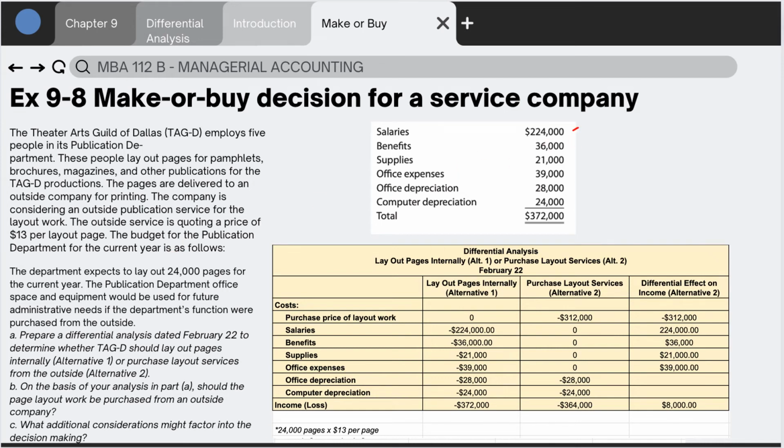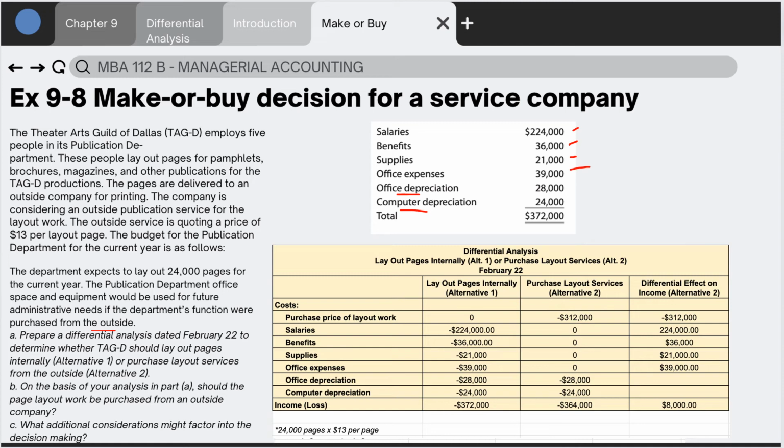So we have the salaries, benefits, supplies, office expenses, office depreciation, and computer depreciation. It was also mentioned in the problem that the publication department office space and equipment would still be used for future admin needs if the department's function were purchased from the outside. So regardless of whether they make or buy, we are still going to have the cost of office depreciation and computer depreciation, since it would still be used for future admin needs. That needs to be considered when creating the differential analysis.